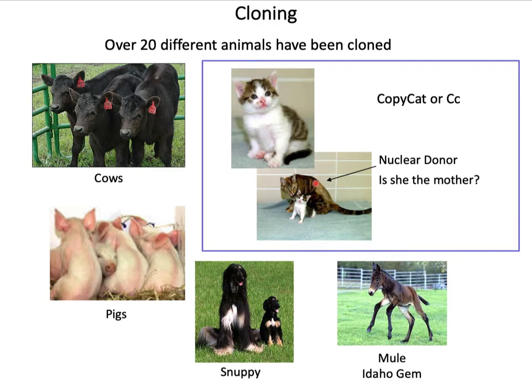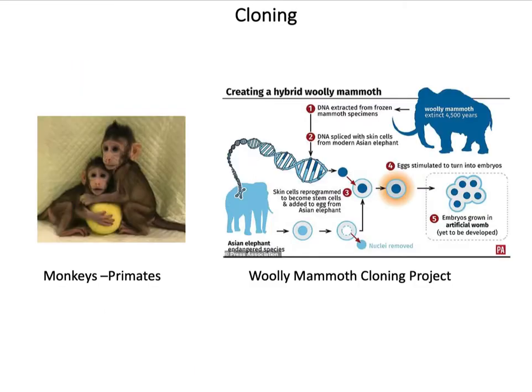So also shown is Snuppy, the Afghan hound. This puppy was one of the 3 puppies produced from 123 surrogate mothers, and he is the lone survivor. Also shown is a mule, Idaho Gem. As you know, mules are normally sterile. In 2017, Chinese scientists reported the cloning of 2 monkeys using the somatic cell nuclear transfer. Monkeys are primates, and since humans are in the primate family, these cloned monkeys reignited the ethical discussion concerning human cloning.